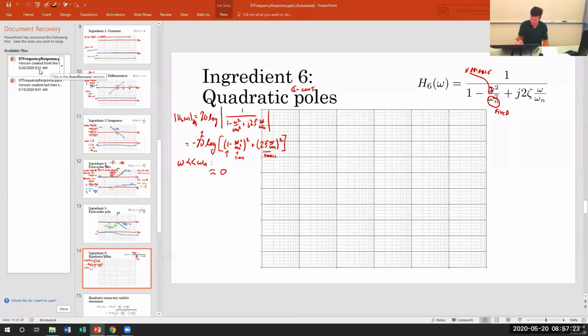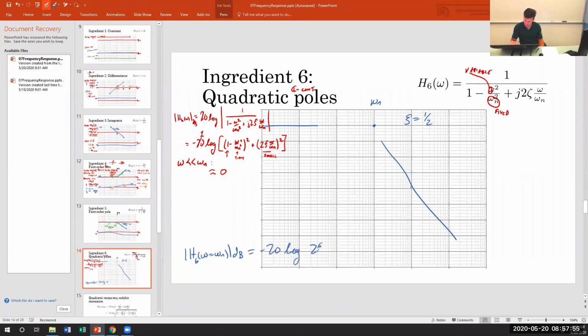Okay. We had omega n, and we had 1, 2, 3, 4. So if zeta is 1/2, then I pass through that point right there. And we had the magnitude of H at omega equal omega n in dB was -20 log 2 zeta.